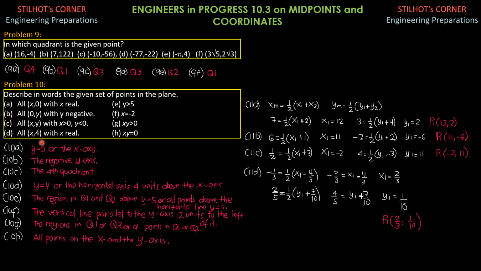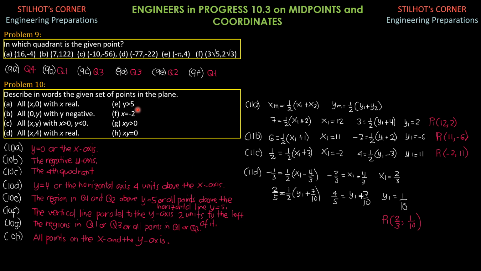Then all x comma 4 with x real, so meaning to say the ordinate or the y-coordinate is again 4. It is represented by a horizontal line parallel to the x-axis, and the equation is y equals 4. So this best describes the points x comma 4 with x real.